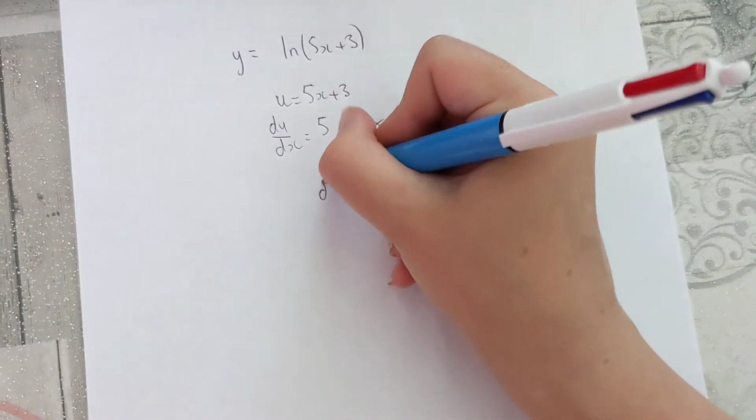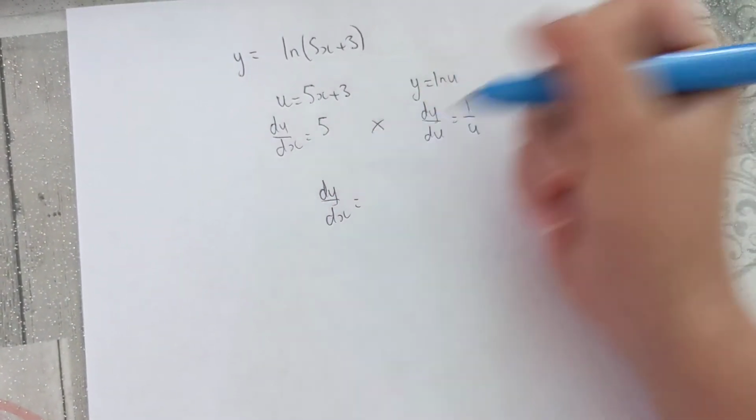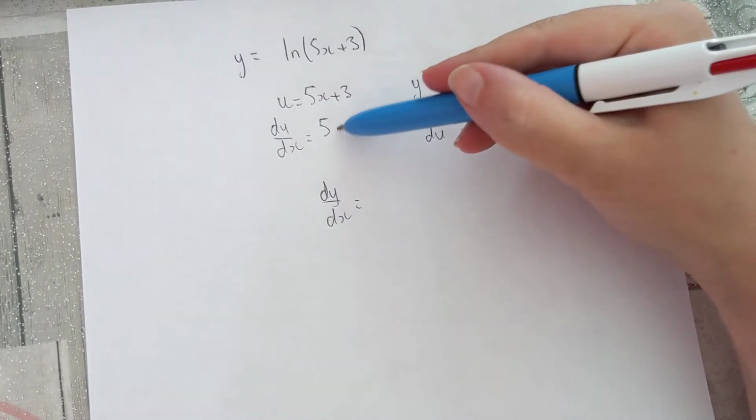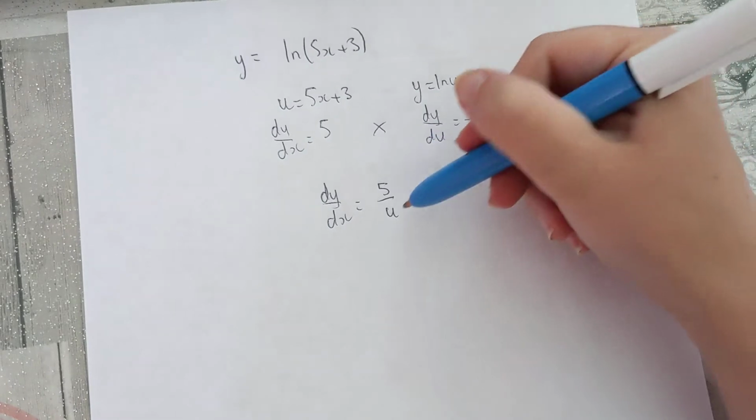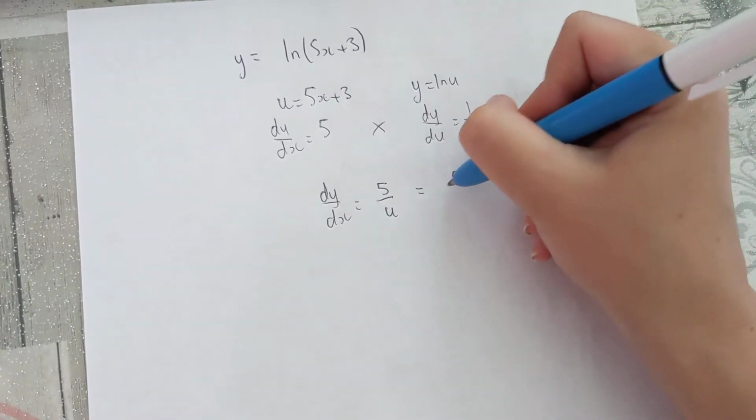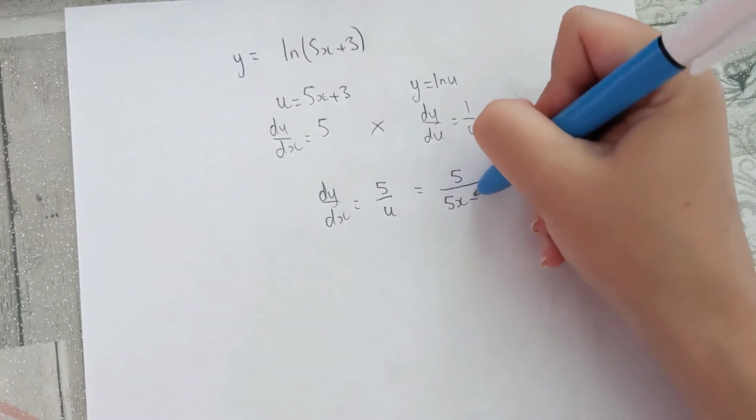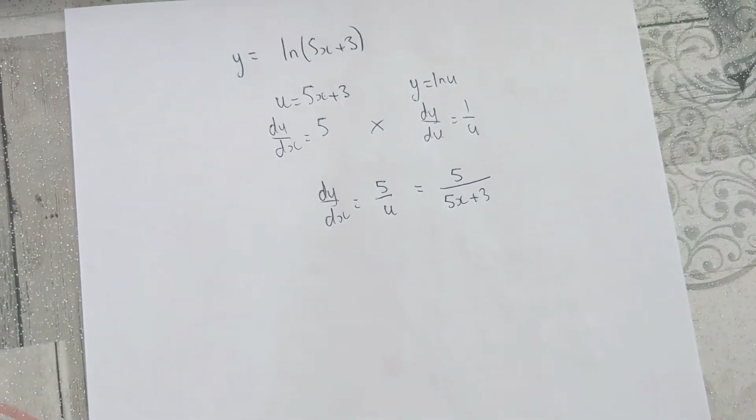So you're going to get dy by dx equals, remember when you times the fraction by a whole number, you just times the top bit. So it would be 5 over u. And u is actually 5x plus 3. So it would be 5 over 5x plus 3.